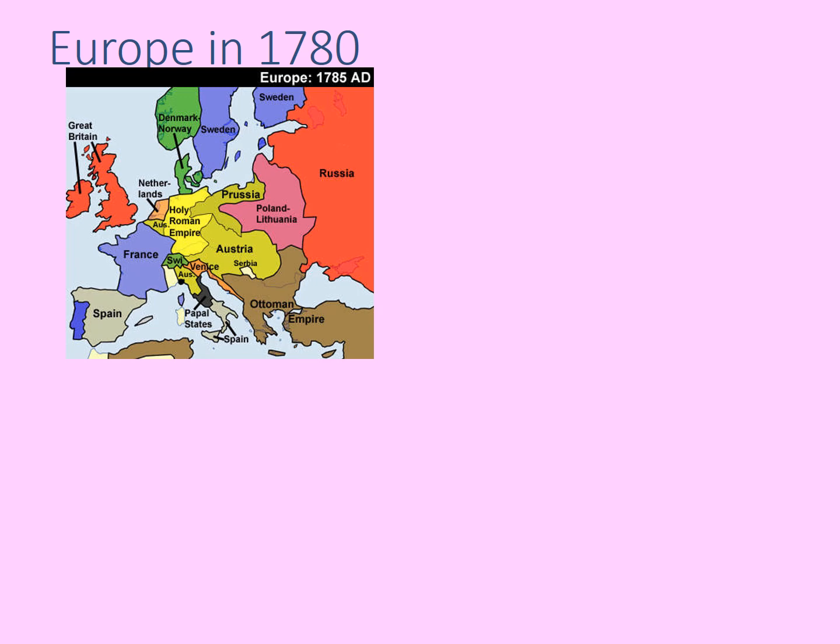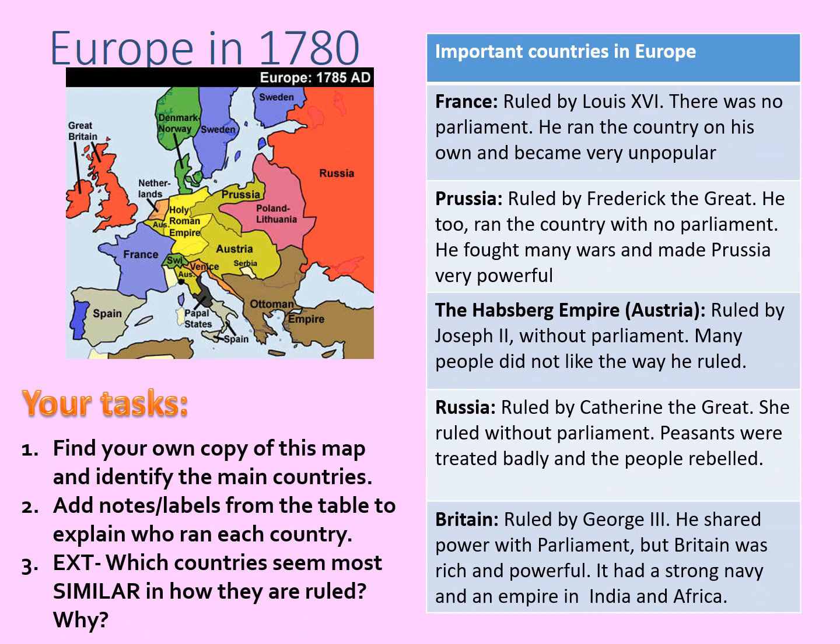But this is a history lesson rather than a geography lesson, so we're going to try and learn a little bit about how these places were ruled. Your tasks are: you're going to have to try and find your own copy of this map, or if you're unable to do that, try and draw one of your own. I've included in the description of this video a link to a suitable map. You can then add notes and labels from this table to explain who ran each country. Then, as an extension, which countries seem to be most similar in terms of how they are ruled.